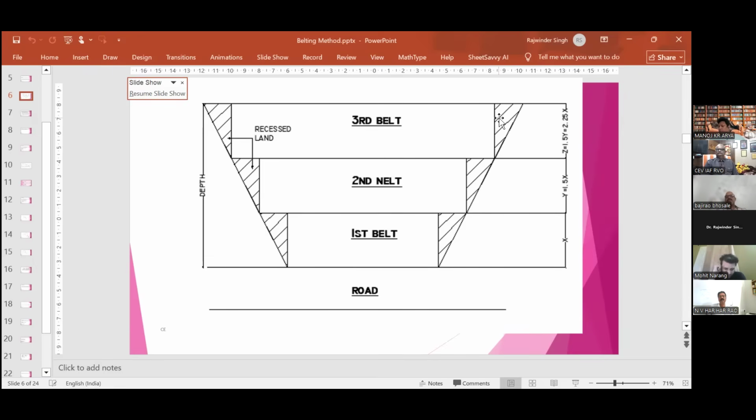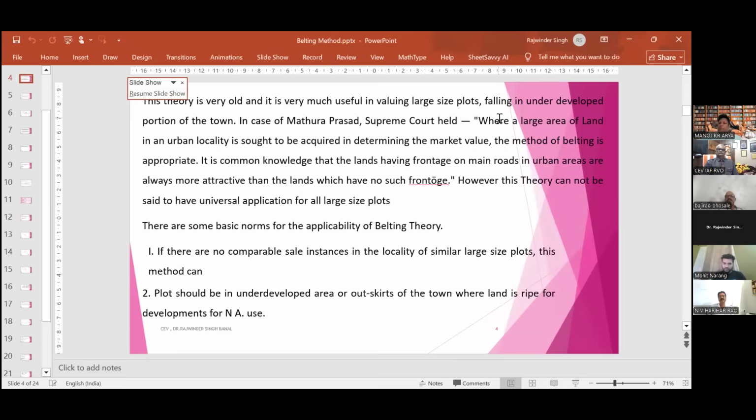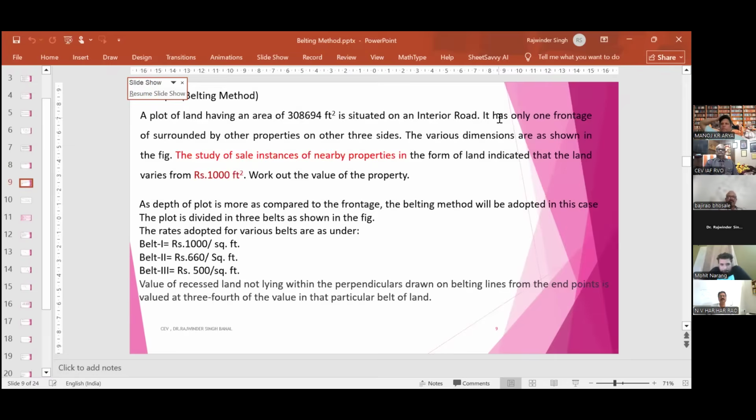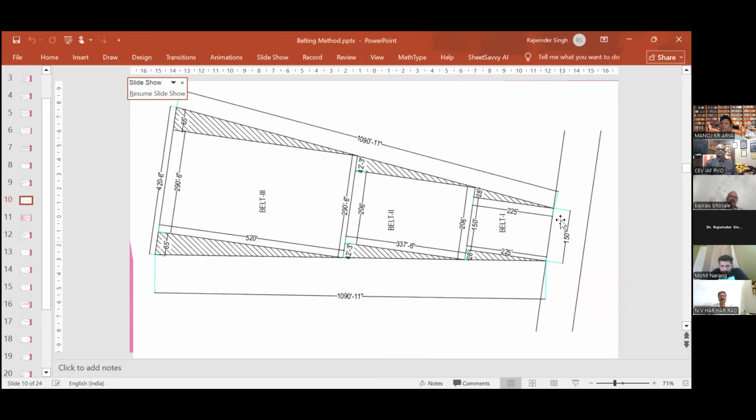If you are having a plot of this type. Clear, sir? This is how you have to do balloting and calculate the value. Or you may have a plot where you have to make the belts parallel to the road. Belts alignment will be parallel to the road.